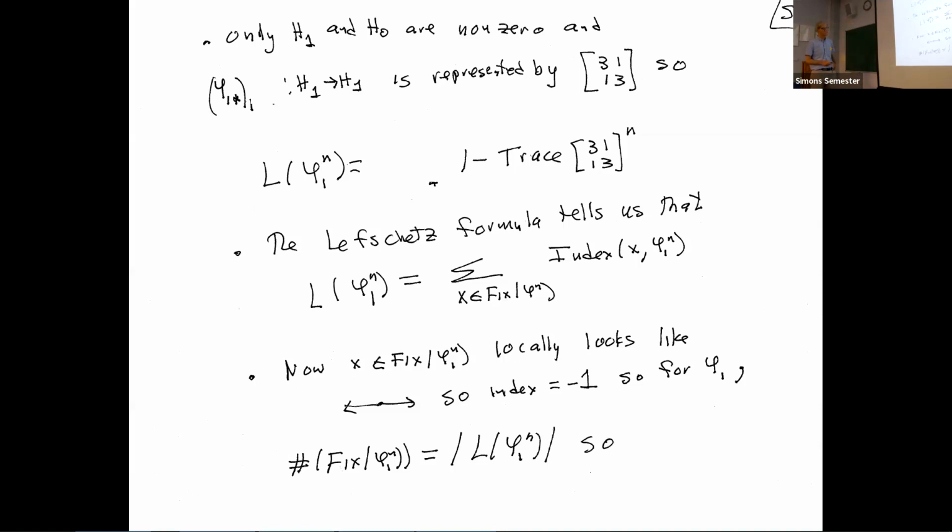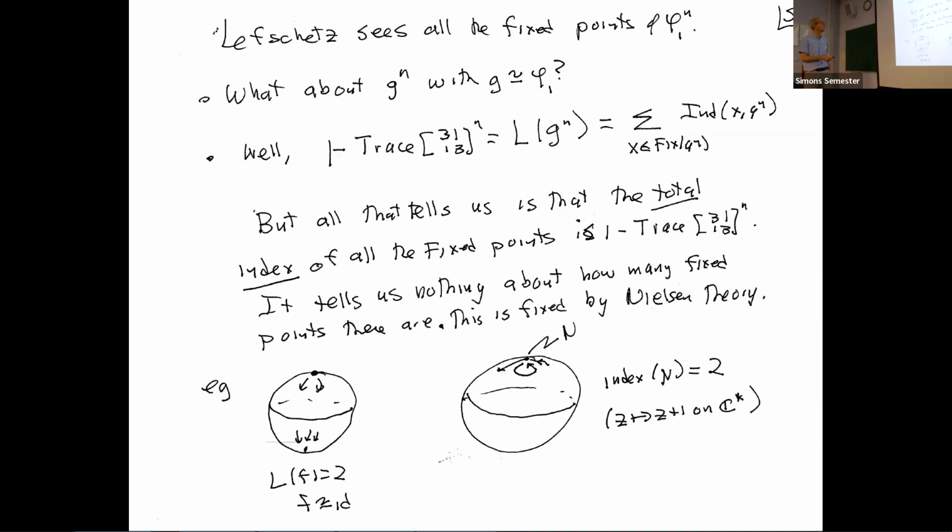The index is easy in this case because everything's one-dimensional. And so we see, in fact, that the Lefschetz formula, at least in absolute value, gives the number of fixed points. All right, so this is the good situation. Homology and the Lefschetz formula sees everything.